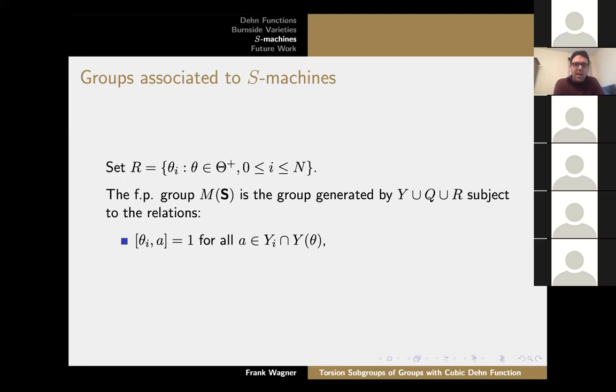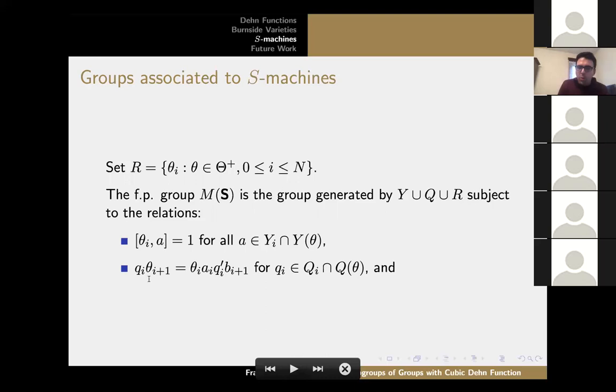And we give it two types of relations. The theta i's should commute with the correct letters from Y, meaning we want it to commute with the letters from the domain of theta that are in Y sub I, where I is the index of theta. And here we want to simulate the work being done by the S machine, so we turn Q sub I into A sub I, Q sub I prime, B sub I plus 1, as defined in the rule. But we're not exactly conjugating here, because we have theta I and then theta I plus 1. So we're not quite conjugating, but we're just changing which letter we have.